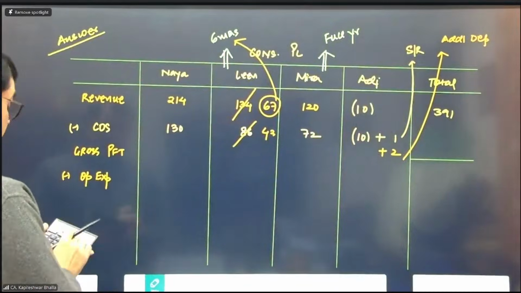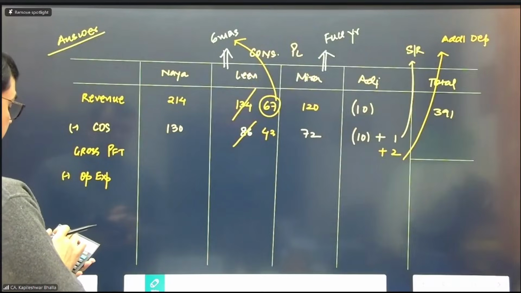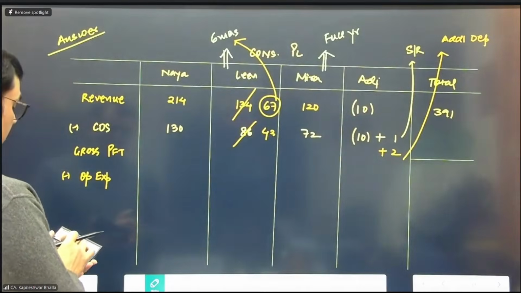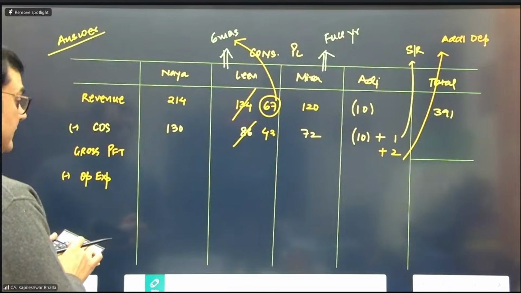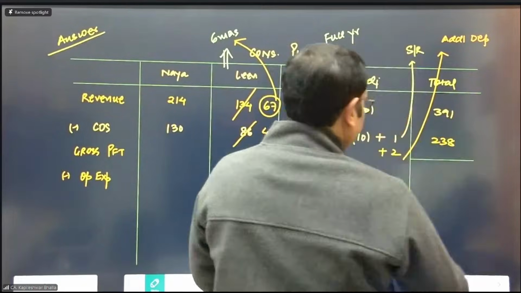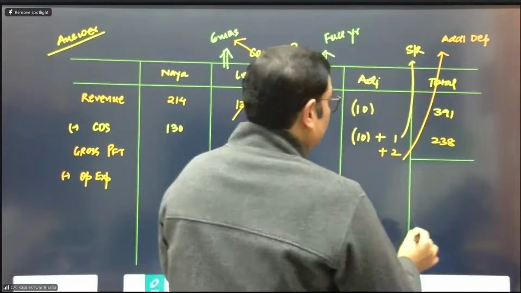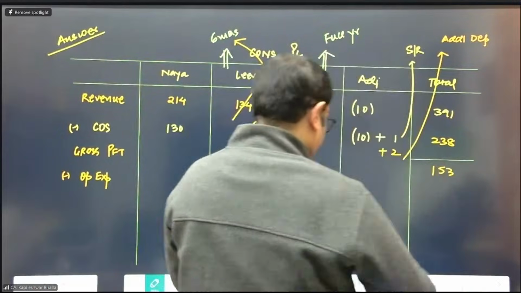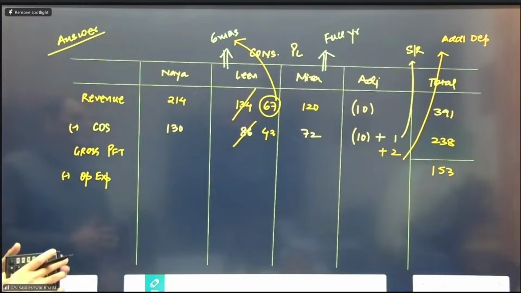So continuously we need to consider 6 months data. 130 plus 43 plus 72 minus 10 plus 3, that's 238. So this works out at 153. Okay, so this gives me the GP.